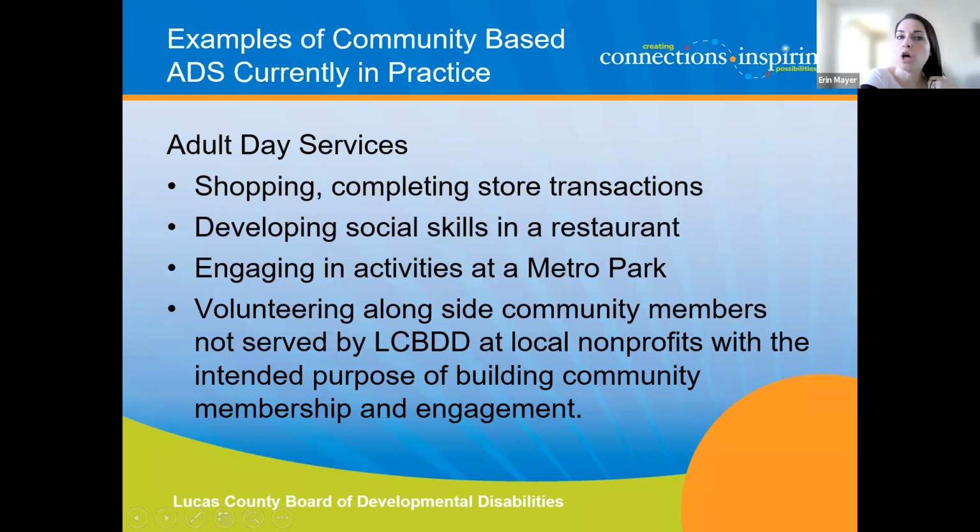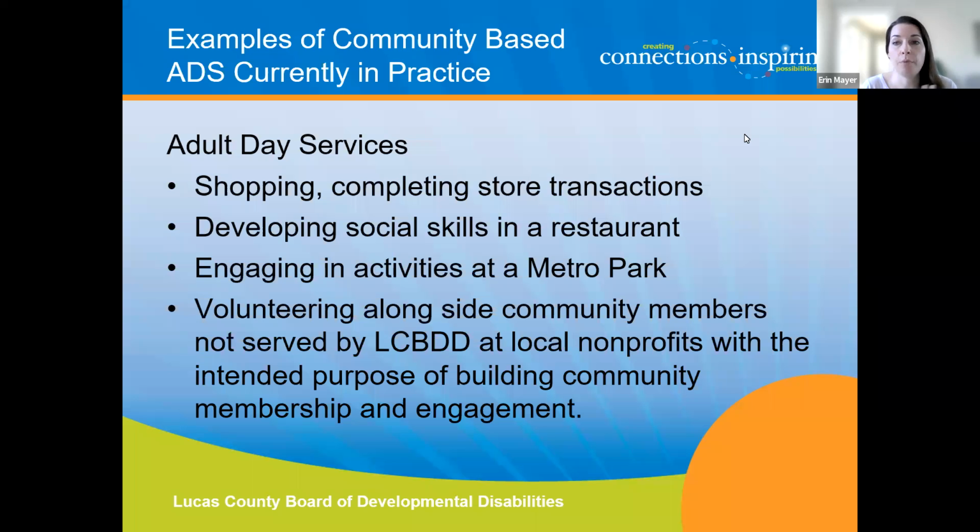Okay, so these are just some examples of things we know are going on now. Like I said, Sarah will share more about what her program's doing at RVI. But for adult day services, it could be going out shopping, completing transactions. That's going to be that independent skill building to help them be more independent in their personal life. Going out to a restaurant to develop social skills, participating in activities at a metro park that again are open to the larger community. And then volunteering.